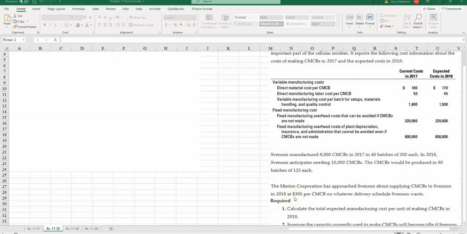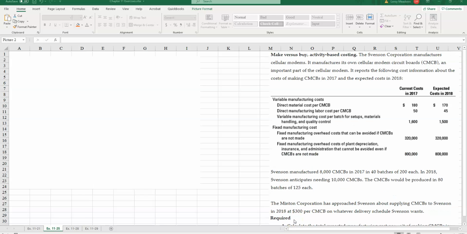The first thing we're asked to do is calculate the total expected manufacturing cost per unit of making CMCBs in 2018. So we want to look at these costs of 2018 both on a per unit basis and on an aggregate basis. And that's going to be important to look at a little bit later. First of all, let's take a look at these numbers here in this chart.